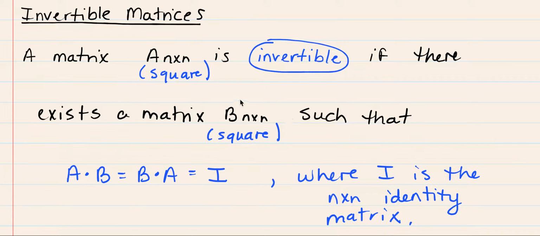So notice that in this definition, I'm using square matrices. Something you could ask is, is it possible for a matrix that's not square to be invertible? And the answer is no, not really. Being invertible means that it has something called a right-sided inverse and a left-sided inverse. It's possible for a non-square matrix to have just a left-sided inverse or a right-sided inverse, but not both. Let me show you what I mean.